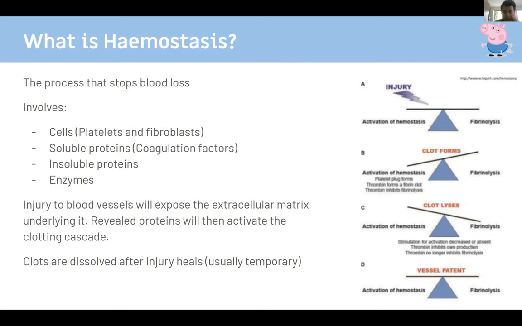All good. There's also enzymes involved. Injury to blood vessels will expose the extracellular matrix underlying it. Daniel, is that okay? Or do you reckon it's not?